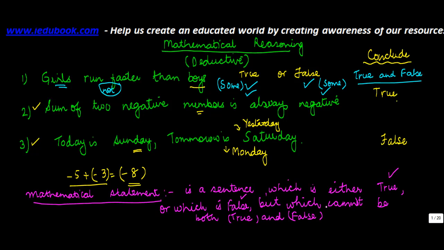So by this reasoning, sentence 3 is only false. It can never be true. So it is a mathematical statement. Similarly, sentence 2 is also a mathematical statement because it is always true, but sentence 1 can be both true and false, and therefore it is not a mathematical statement.